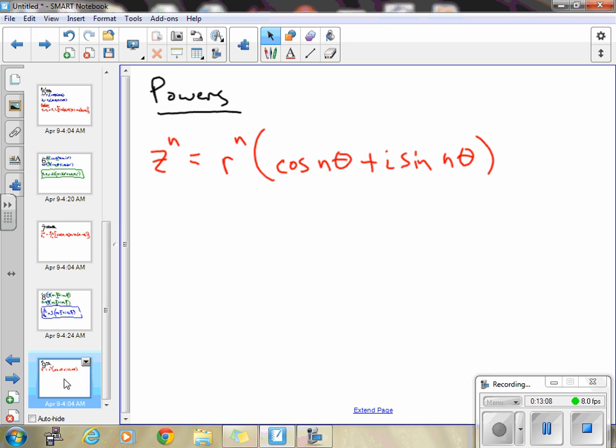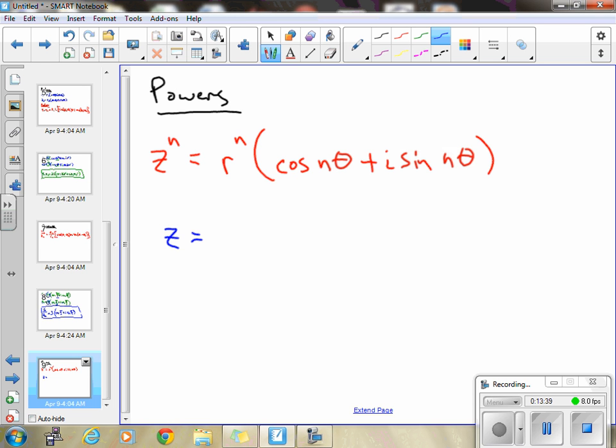So the last thing here is raising a complex number to a power. And you'll find this rule in your textbook on page 731. It's called De Moivre's theorem. Here it is. We're taking z to the nth power. We're basically going to take r to the nth power. And on the inside, we're going to take the angle theta and multiply it times whatever power we're raising it to, so times n. And we have what we have here. So we will look at an example here.